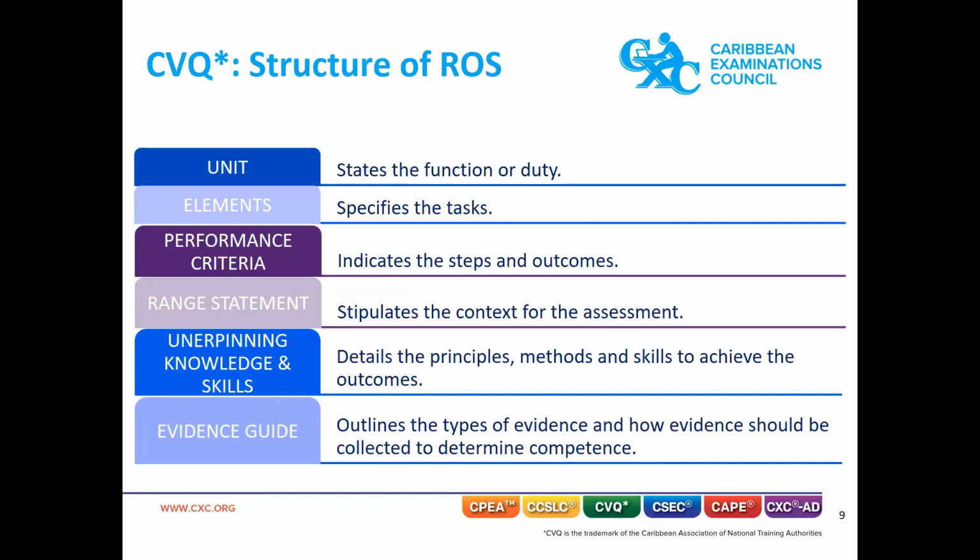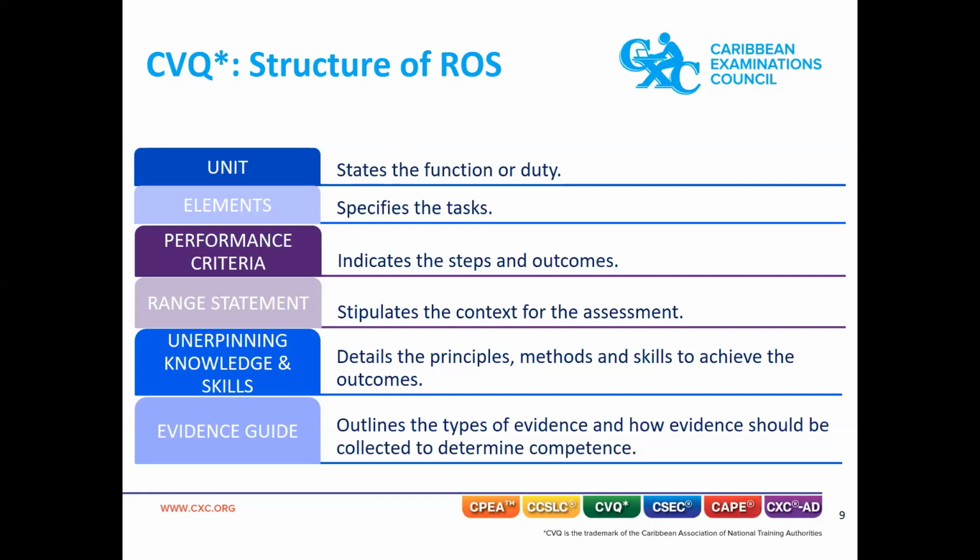So the regional occupational standard states the function or the duty. It also specifies the tasks. The unit states the function or the duty. The elements specify the tasks. I'm sure you would have seen one before. The performance criteria indicate the steps and the outcomes. Then you have what is called the range statement. It stipulates the context for the assessment.